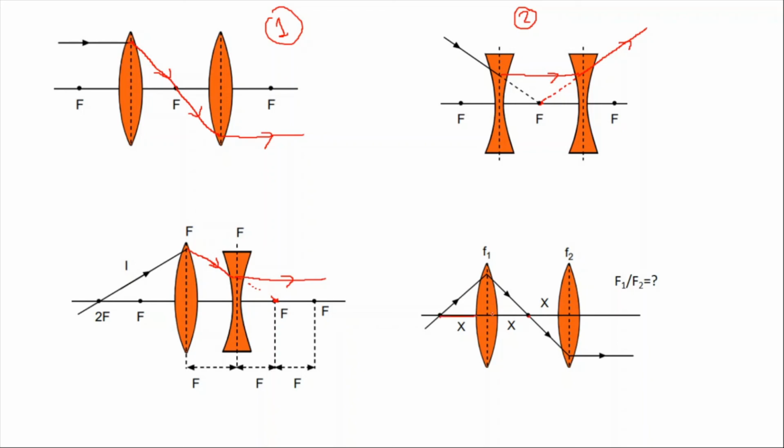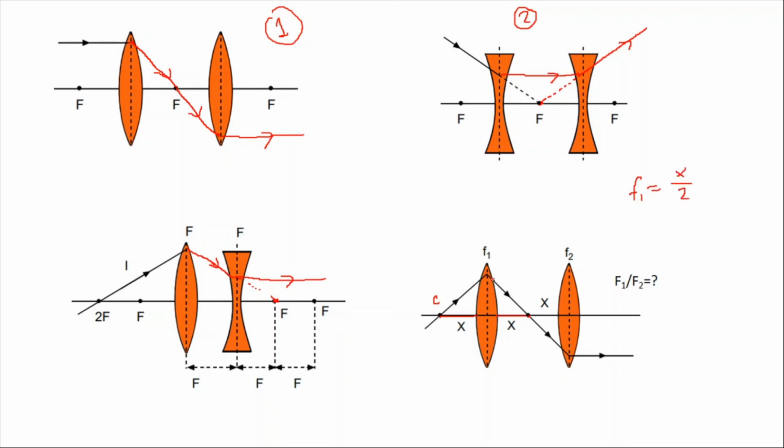This distance is x and this distance is also x. This means that, remember our previous ray diagrams, when a light ray is coming from the center, it moves to the center again and these distances become equal to each other. That's why f1 will be equal to x over 2.